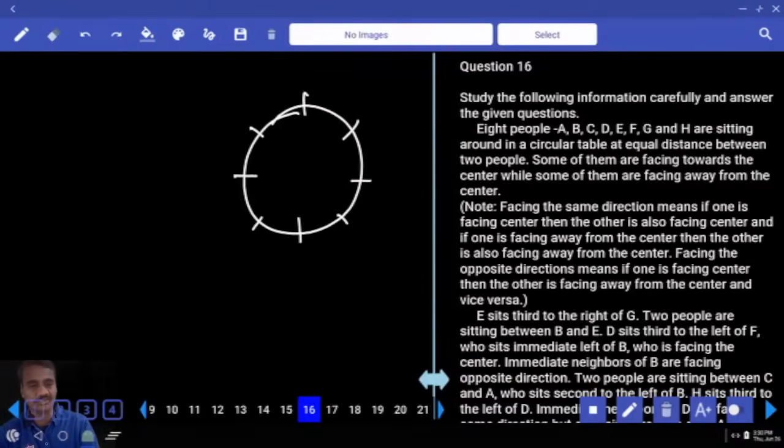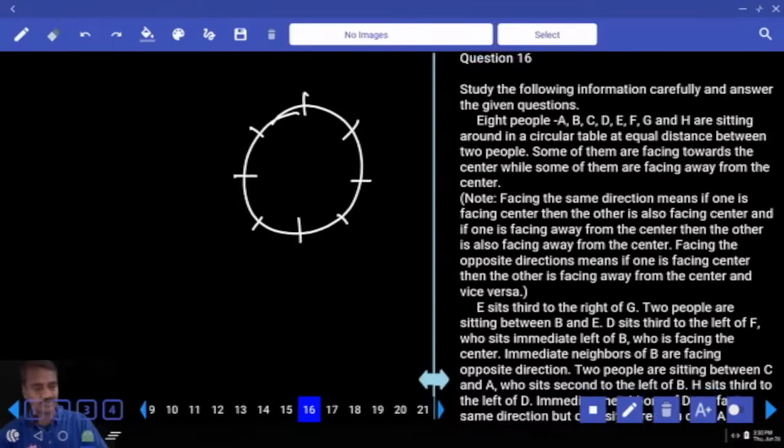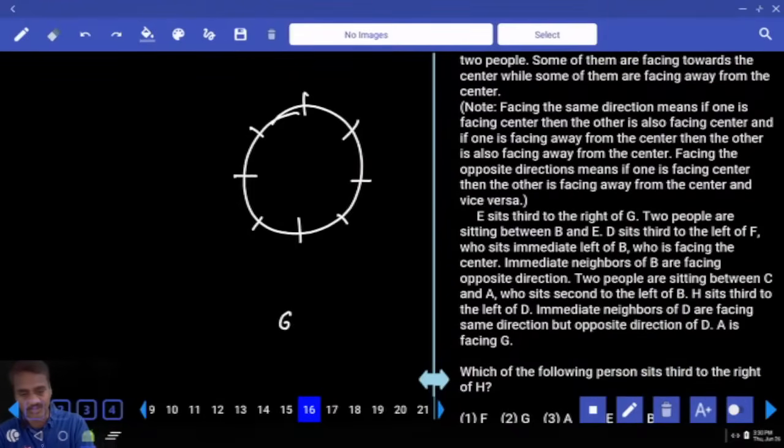Now, some inward and some outward. E is seated out to the right of Z. Where is this E? E is seated out to the right of Z. Then again, 2 people between B and E. Now between B and E, 2 people means B is. That means E is exactly between G and B.